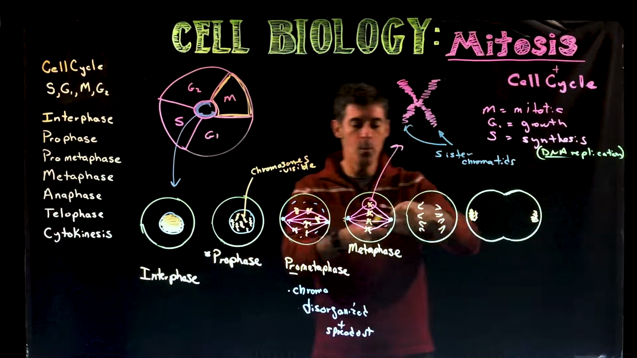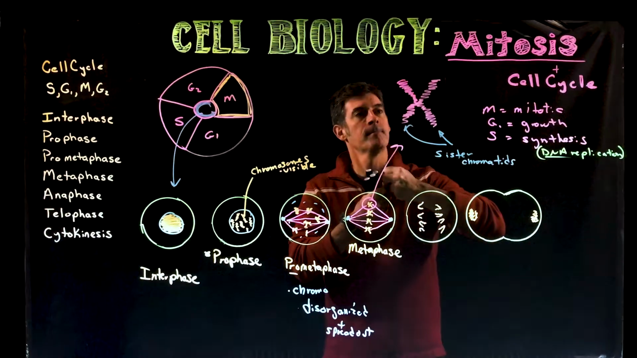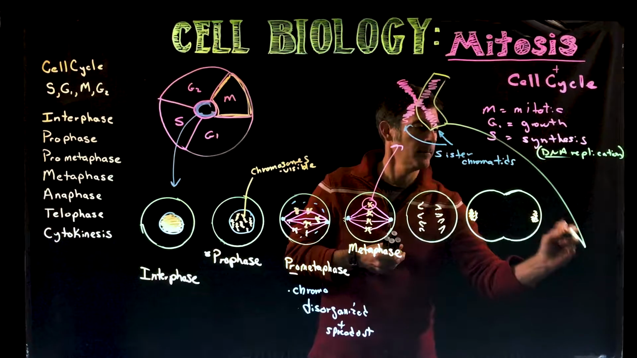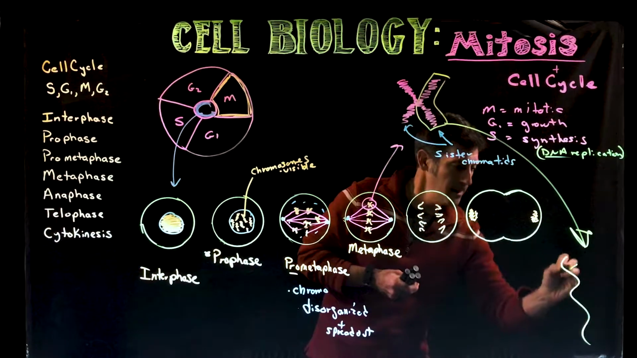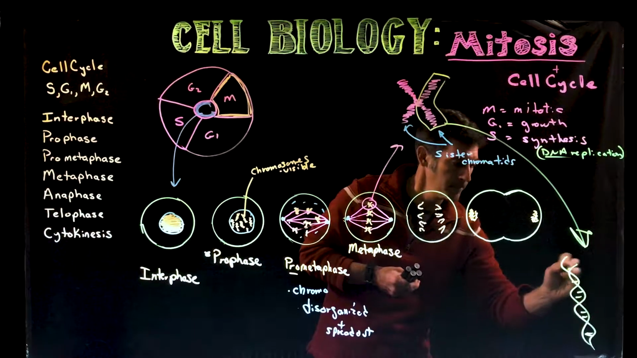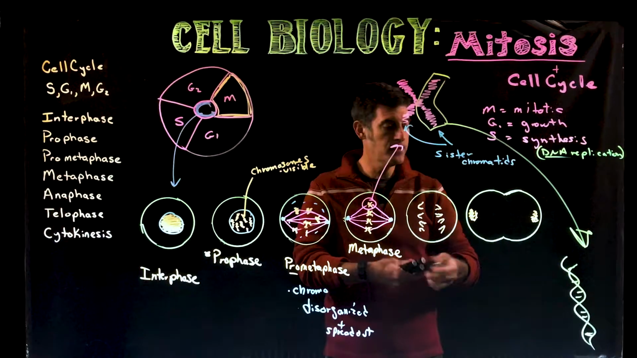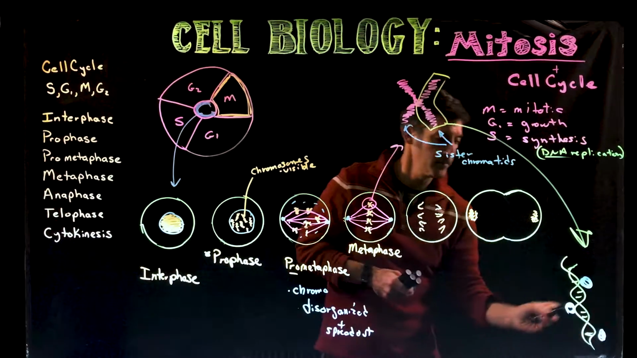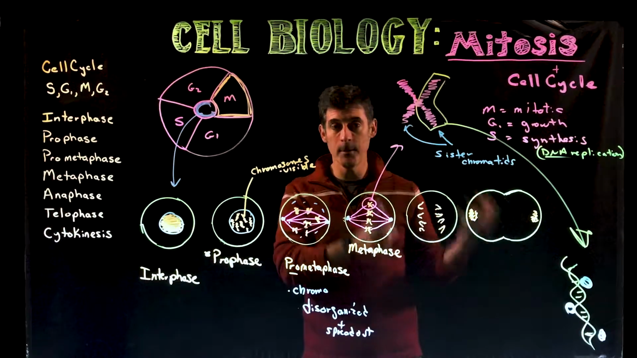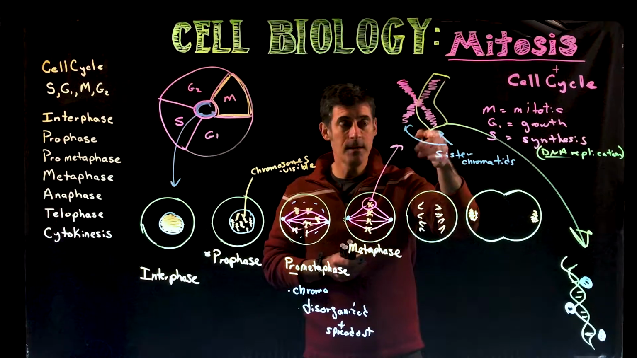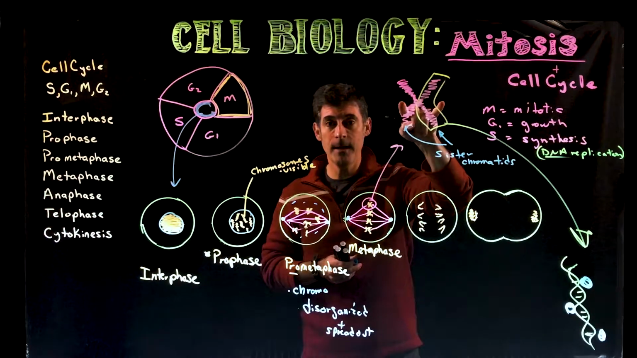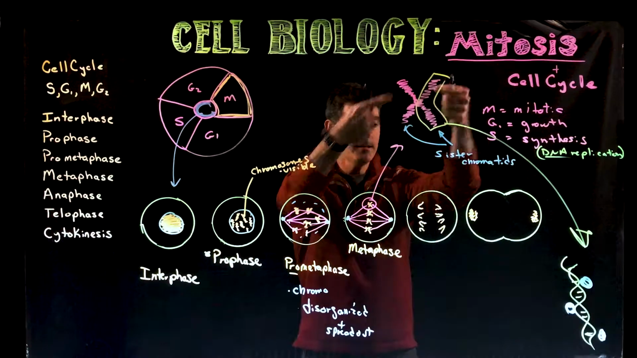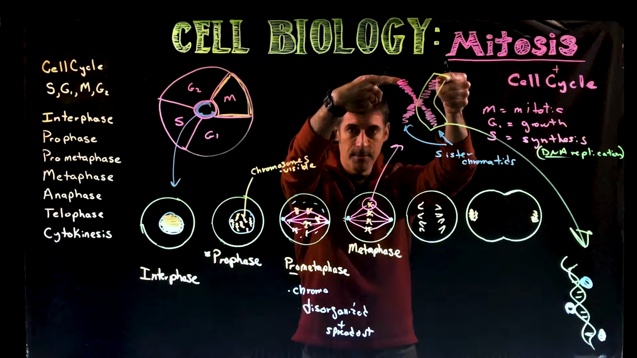Each one of these is double-stranded DNA with all of its associated histone proteins. So we have DNA and histone proteins making up a chromosome, and that's what you see here. So this is actually the result of DNA replication. At the end of DNA replication, you have two new double-stranded DNAs. Here's one double-stranded DNA, here's a second double-stranded DNA.